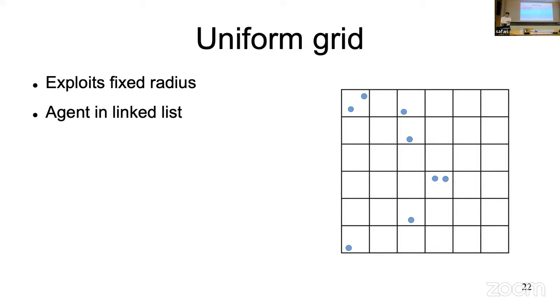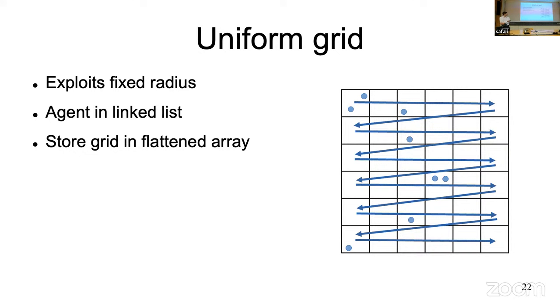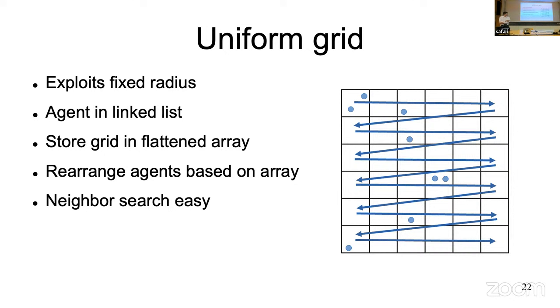Then we can store each agent in the same box in an array-based linked list, and store this linked list in a flattened array, like presented with the arrows here on the right, with the standard 2D array ordering. And then we can rearrange the agents in the memory based on this ordering. This way, the neighboring search is really easy because we only have to consider the grids next to the agent.